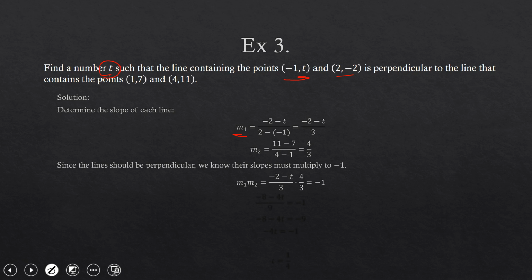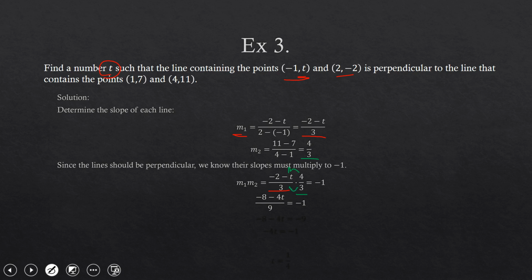So our first slope is (-2 minus t) over 3. It's right here. And our second slope is 4/3. That's right here. And we know the product of those two slopes is -1. So we have an equation, so let's go ahead and solve this for t. Multiplying these together, the 4 multiplies the numerator and the 3 multiplies the denominator. I'm just choosing to distribute it like this, so 4 goes into these and 3 goes into that.